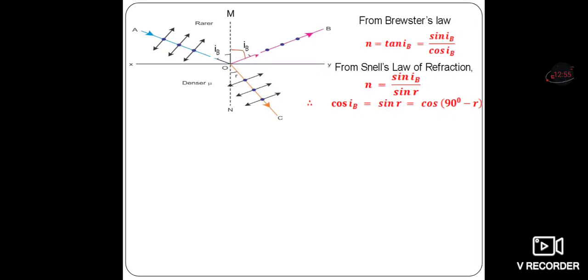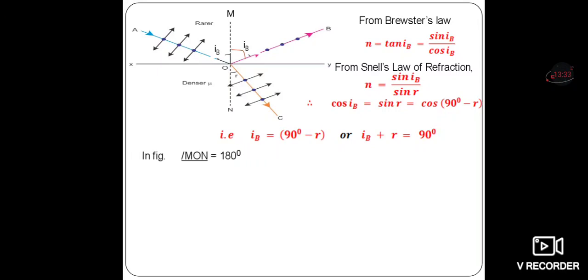The sin IB term is the same, so the only differing terms are cos IB and sin R, so cos IB is equal to sin R. Now we replace this with a cos term. Sin R is equal to cos of 90 minus R. Therefore cos IB is equal to cos of 90 minus R, so IB is equal to 90 minus R, or IB plus R is equal to 90 degrees.